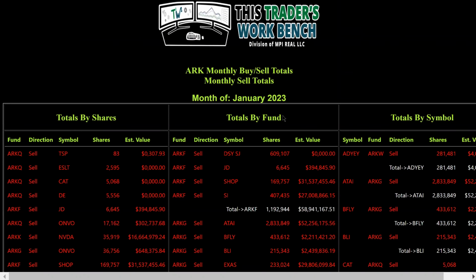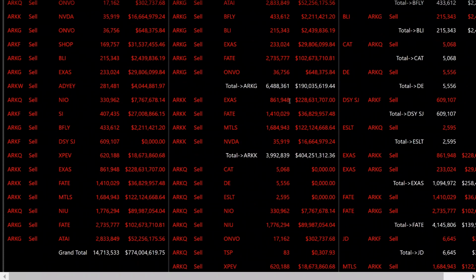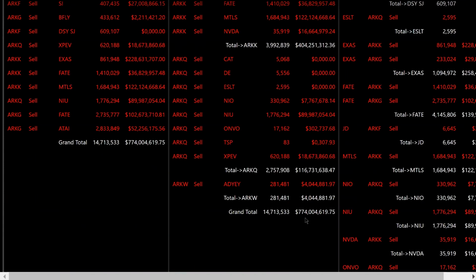Now let's take a look at the breakdown by fund. Same shares and which funds they belong to. So in the case of ARK F fund, they had sold 1.1 million of the existing shares in that fund for a total of 58.9 million. And so forth with ARK G, they sold 190 million, 6.4 million shares, ARK K and ARK Q respectively. That all foots and adds up to 774 million.